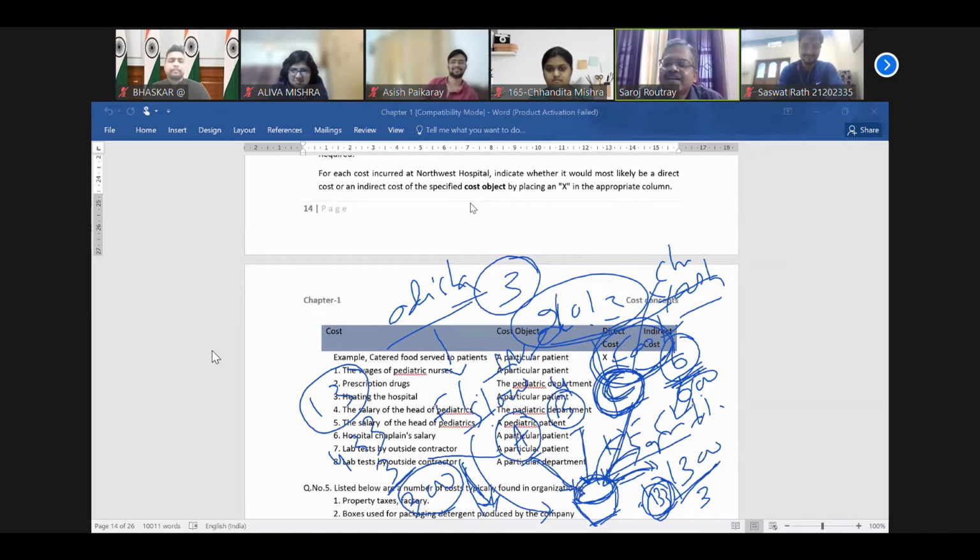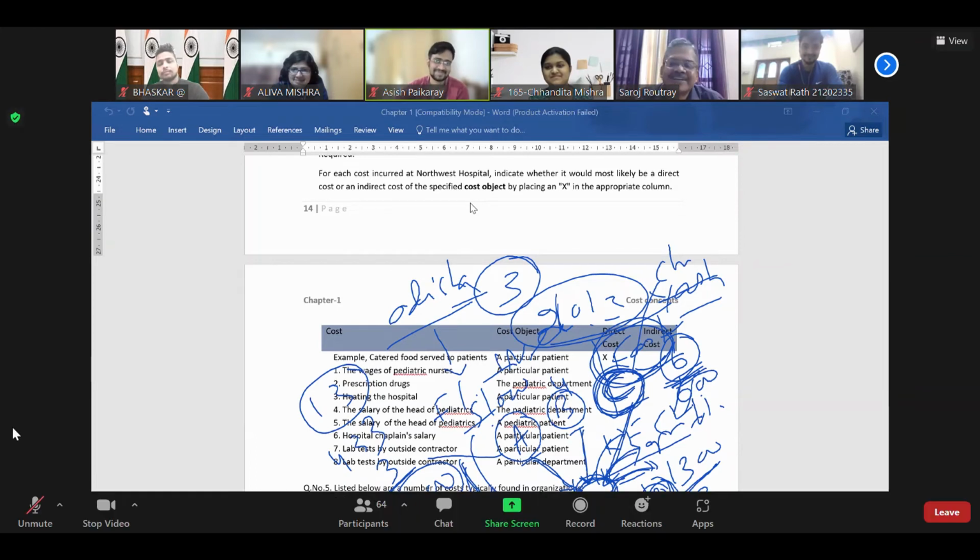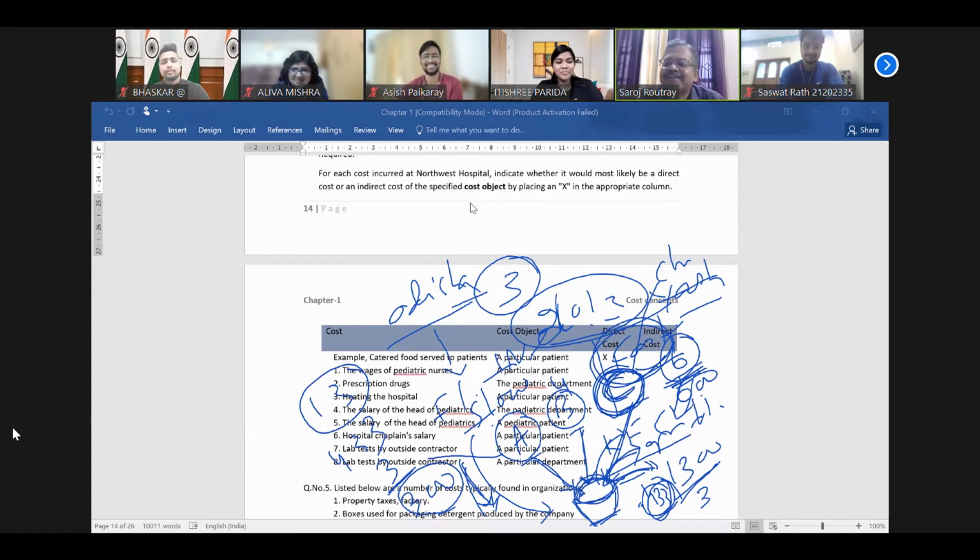Itisri, who are you? A, B, or C? C, sir. None of them. Look, at Itisri's home chicken has been made today. Feeling hungry, see. No, it's mutton. Oh, sorry for the vegetarians.